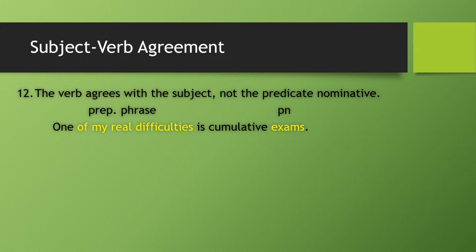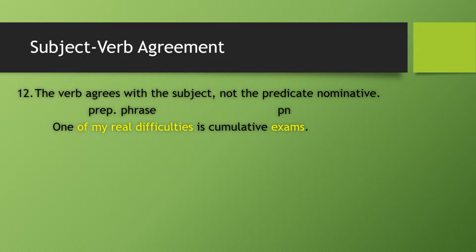It's because of my real difficulties is a prepositional phrase. One is actually the subject. Also, we've got a plural noun at the end of this sentence, exams. Sometimes we want to make the verb agree with that predicate nominative, but we have to make the verb agree with the subject. And the subject in this sentence is one. One of my real difficulties is cumulative exams.